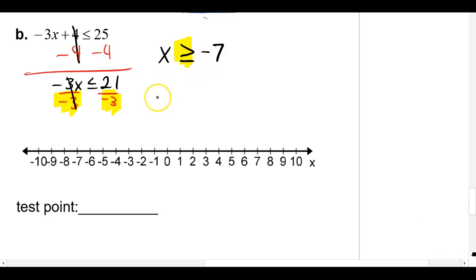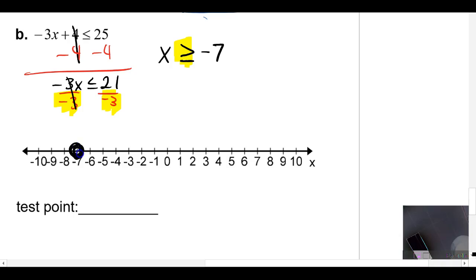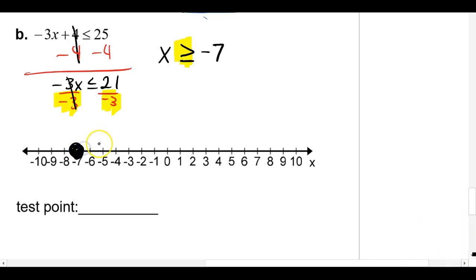Now, let's graph it. Well, we have negative 7. Well, sorry, x is greater than or equal to negative 7. So let's start with our boundary point. And it's equal to, so we're going to do a closed dot. And it says x is greater than, so that means we're going to shade in the more positive direction to the right.